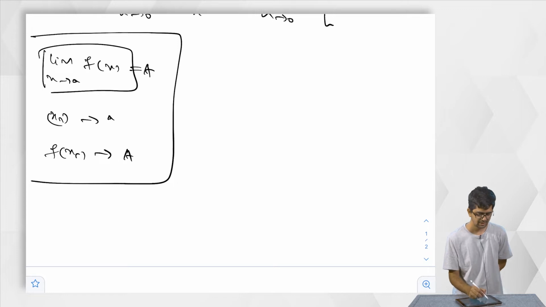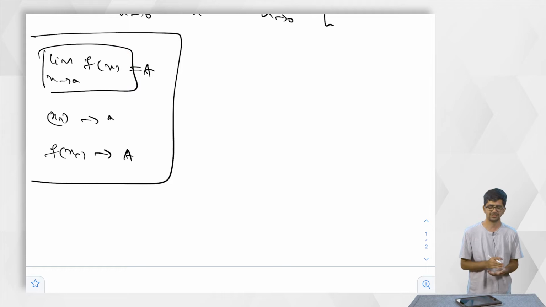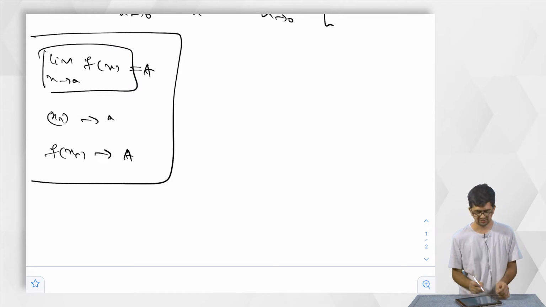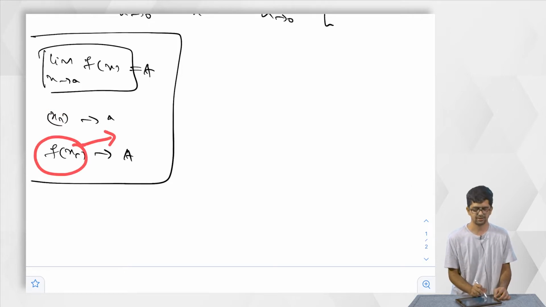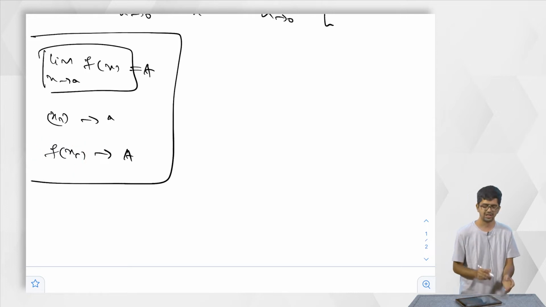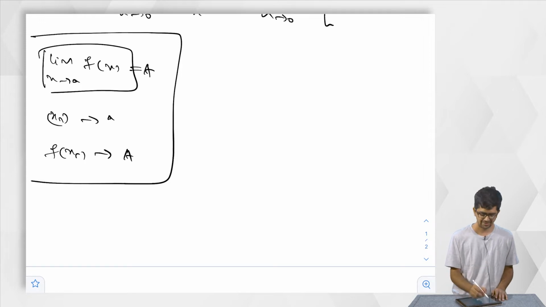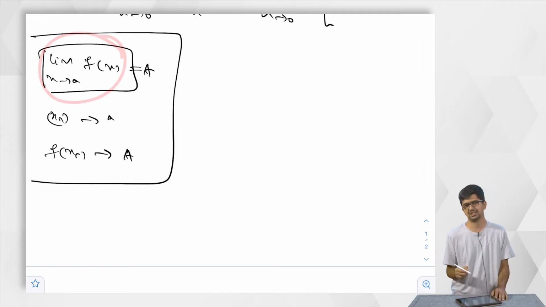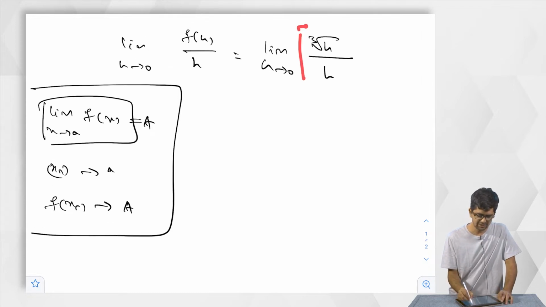To say that a limit does not exist, the usual strategy is to look for two sequences xn and yn that converge to a, but f of xn converges to something, and f of yn converges to some other element. I mean, there are two sequences converging to the same element a, but their images converge to different elements. That is the strategy to show that the limit does not exist. So let us check here. We are trying to see whether this limit exists or not.